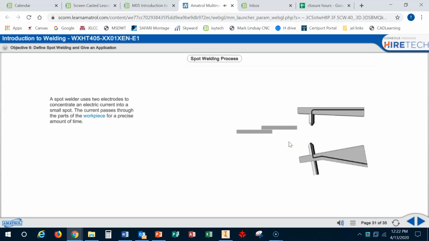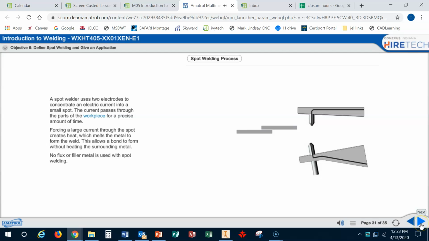A spot welder uses two electrodes to concentrate an electric current into a small spot. The current passes through the parts of the workpiece for a precise amount of time. Forcing a large current through the spot creates heat, which melts the metal to form the weld. This allows a bond to form without heating the surrounding metal. No flux or filler metal is used with spot welding.